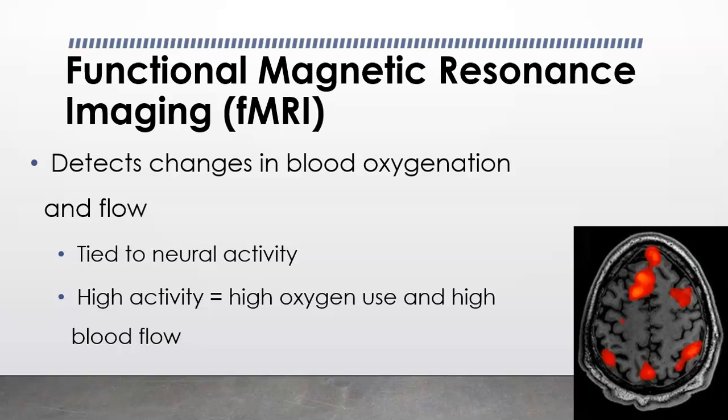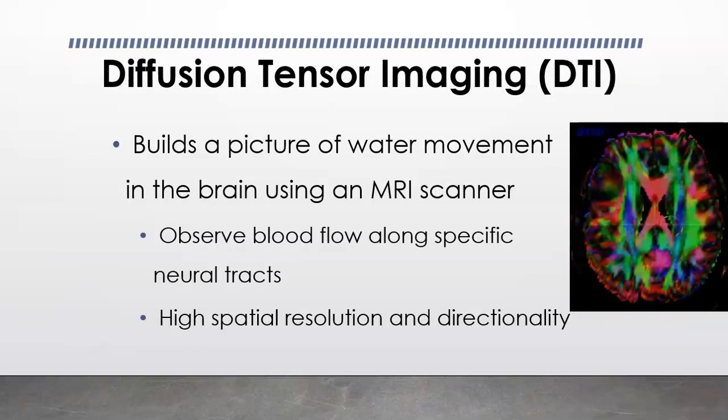Now there are other types of imaging techniques that you'll want to know. Personally, this one's my favorite, the diffusion tensor imaging, mostly because it creates really pretty pictures. What it does is it builds a picture of water movement in the brain using an MRI scanner. So it's kind of like an fMRI, but instead of measuring oxygen, it's measuring water movement. And instead of being able to measure brain structures, it gives you an image of neural tracks. So it shows how things are connected.